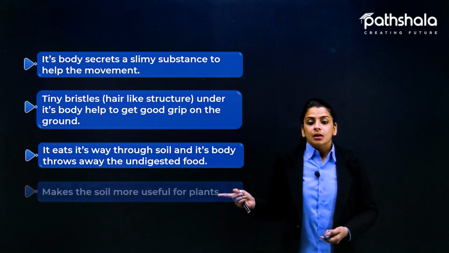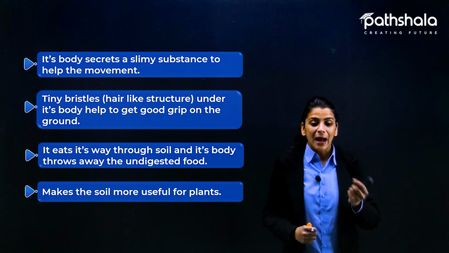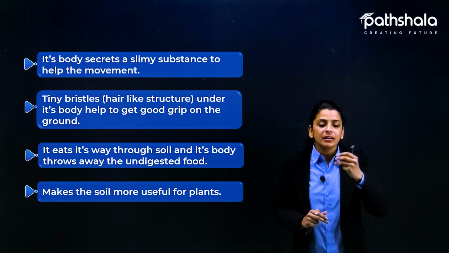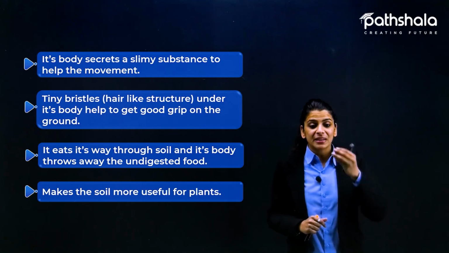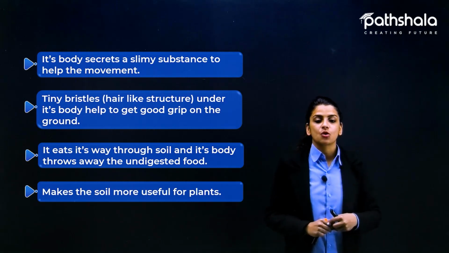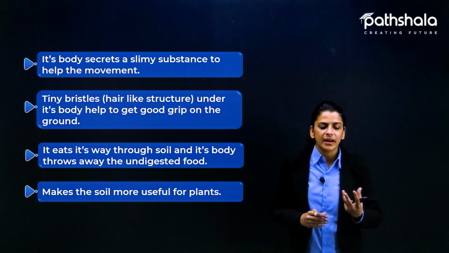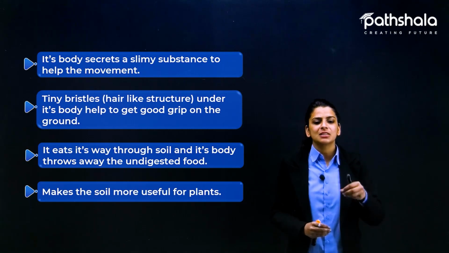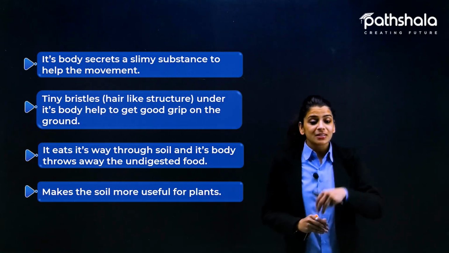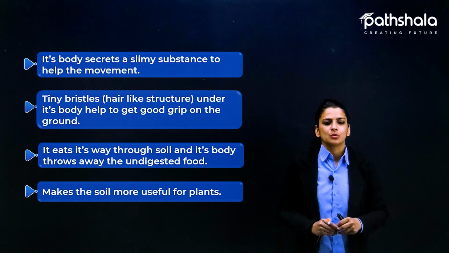Now, one more thing, it makes the soil more useful for plants. By moving in the soil, and then excreting out undigested food, it is actually making the soil more fertile for plants. In maximum cases, in maximum areas where we plant something at our home also, you'll find that many people use earthworms as a fertilizing agent apart from all the fertilizers you are using. We do put fertilizers for the growth of plants, but we put 1 or 2 earthworms also.